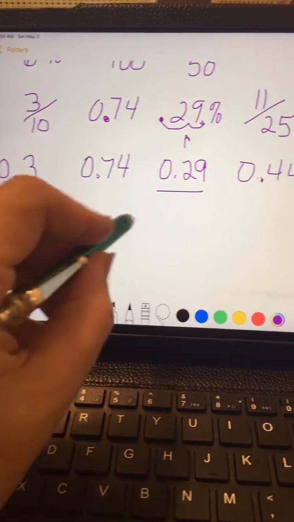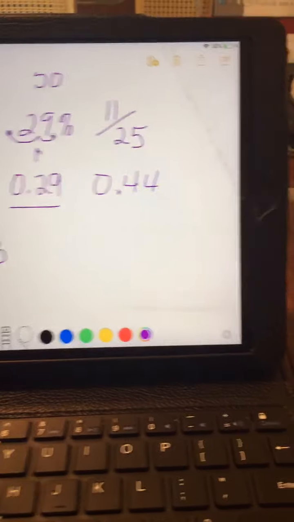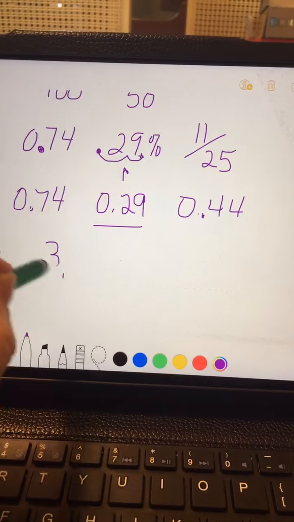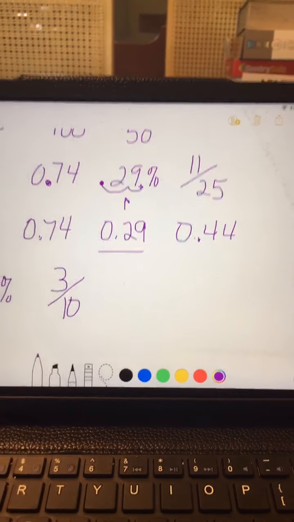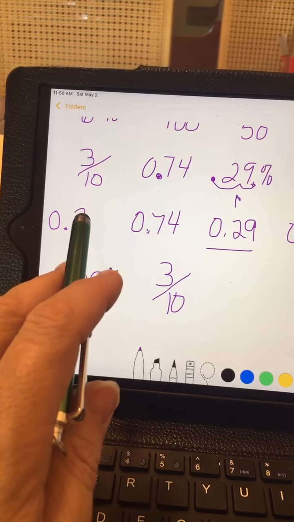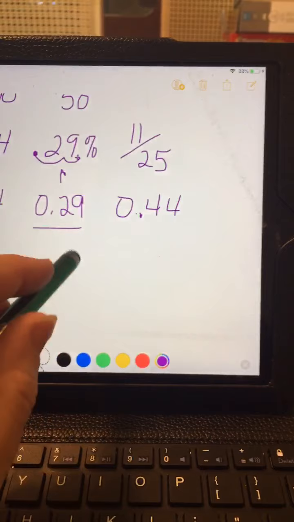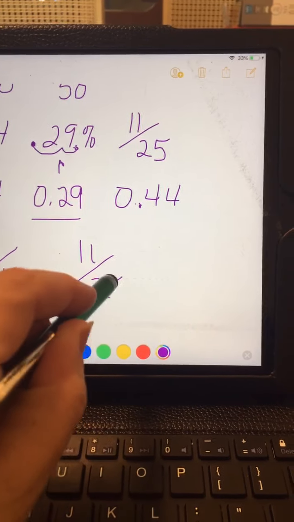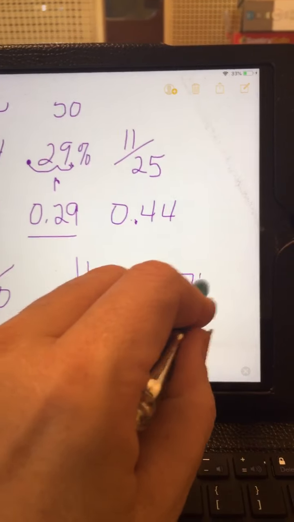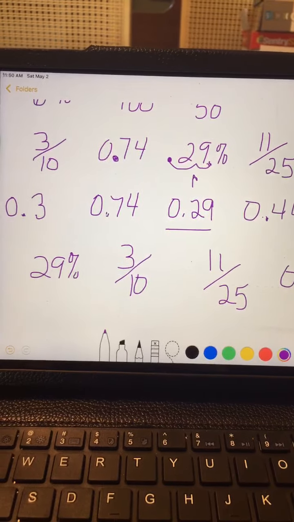You should have 0.3. What's next? Whoops, I just did what I told you not to do. Put 3/10, because that was what we changed it to from. All right, and then next would be this one. So we're going to put down 11/25. And the last one, the greatest, is 0.74, which stayed the same. Okay?